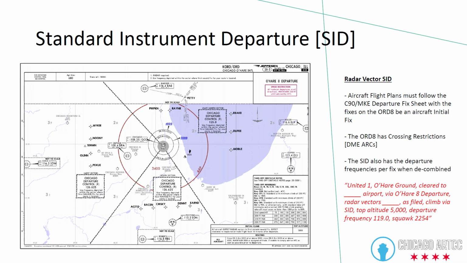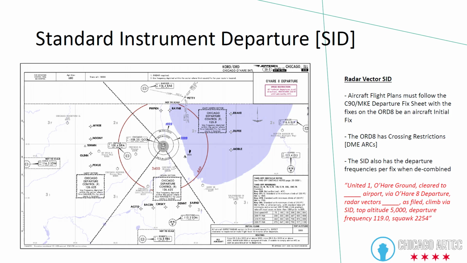The SID also has departure fixes, frequencies per fix when decombined. Typically, we only have one departure controller online, but you can get that during your briefing. There may be multiples during an event.